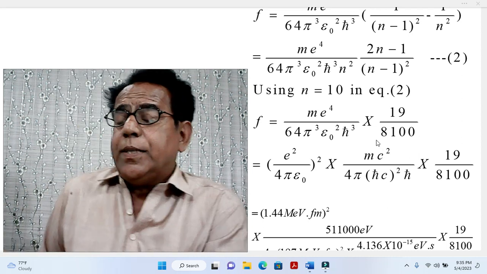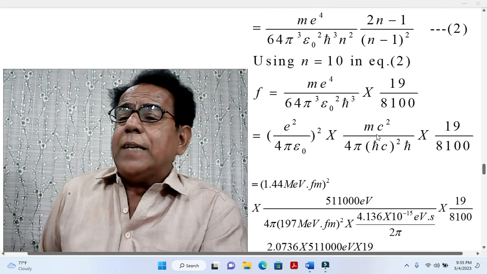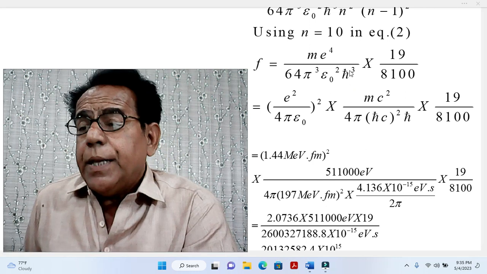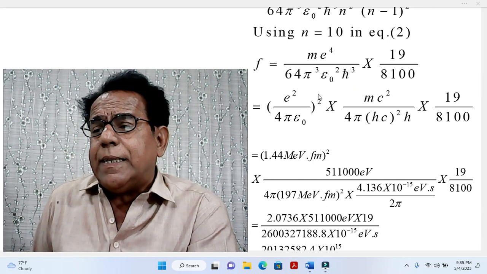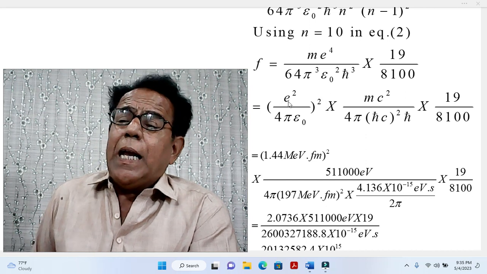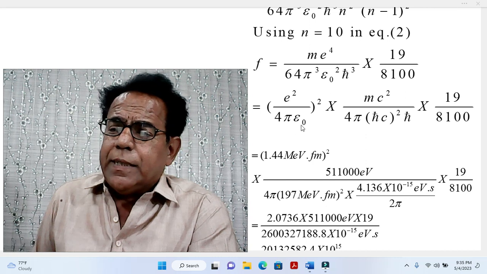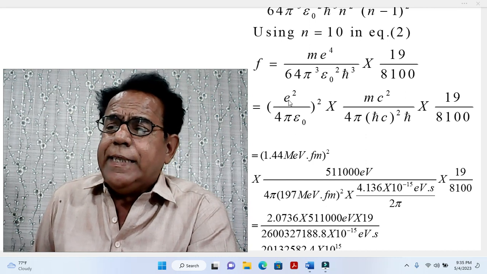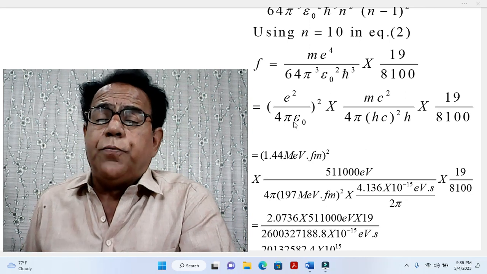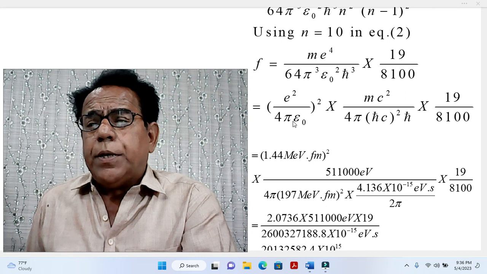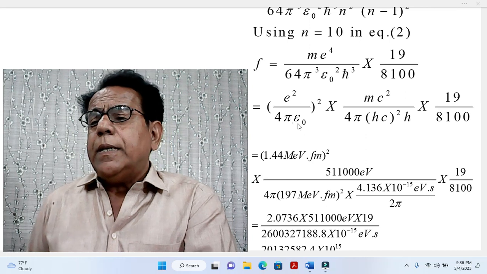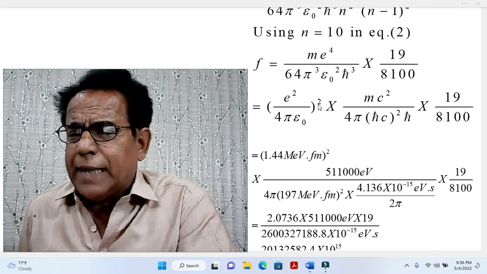Now dear students, here once again we will repeat our previous trend in which we have separated this combination of physical constants, because I am giving much importance to this combination of physical constants, that is e squared over 4 pi epsilon naught, which has a value equal to 1.440 electron volt nanometer or million electron volt femtometer. So here this factor is written as a square.